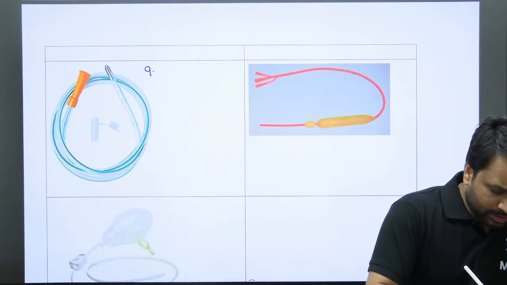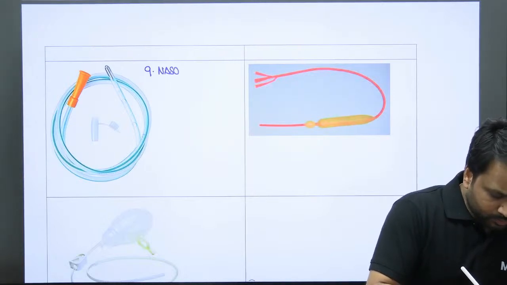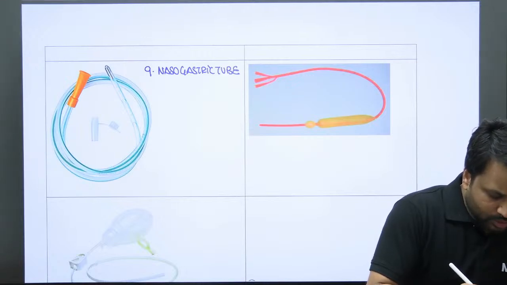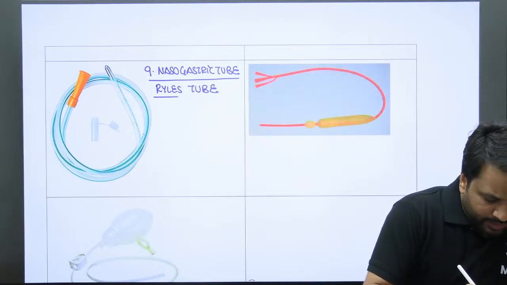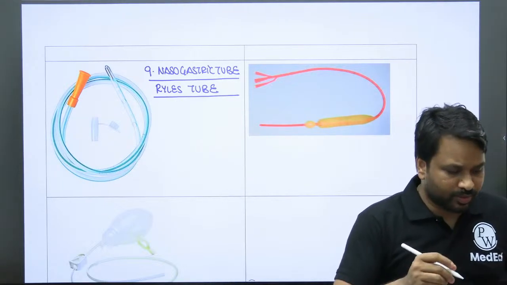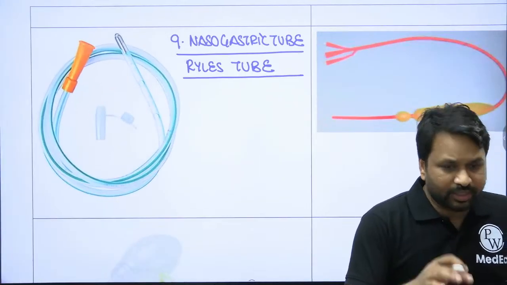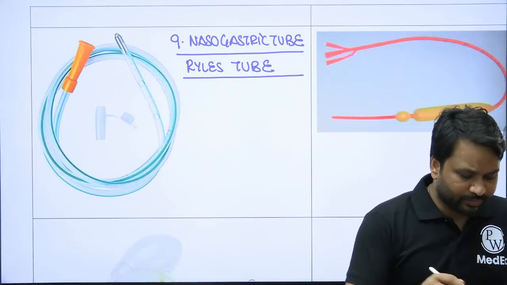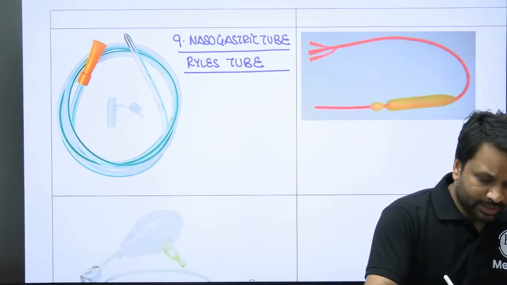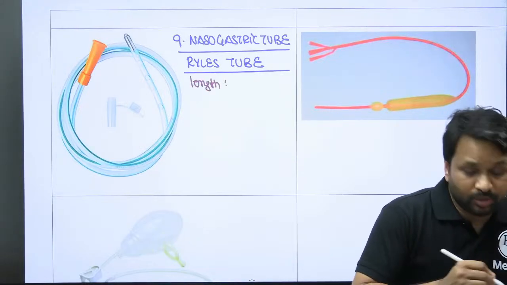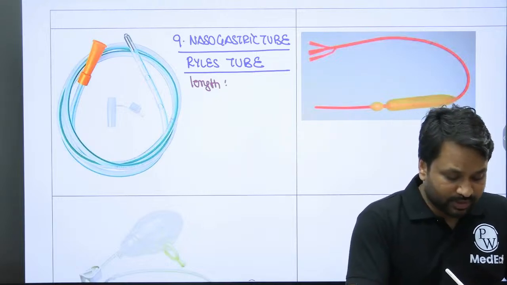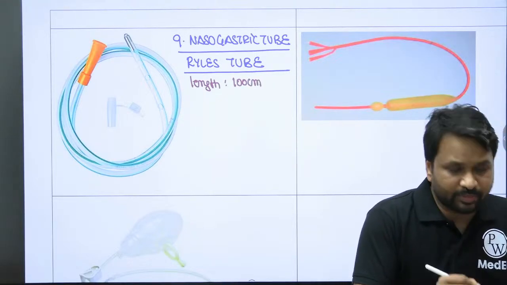Then you have image number 9, again a very important one. This is what we call the nasogastric tube, or popularly referred to as the Ryle's tube. This is used for feeding as well as to decompress the stomach, right? Now a very simple question about the nasogastric tube: what is the total length? The length of the nasogastric tube is 100 centimeters, that is 1 meter.